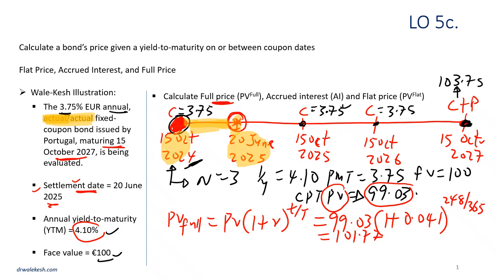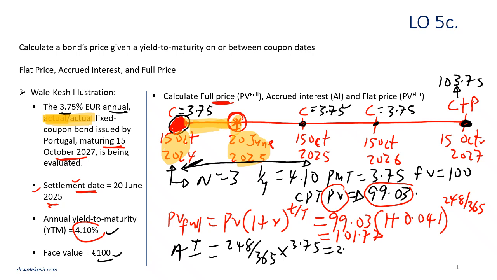To compute the accrued interest, it would be 248 divided by 365, then times the coupon payment. That's from here to here. The coupon payment is 3.75. So solving for this, you will have 2.55.